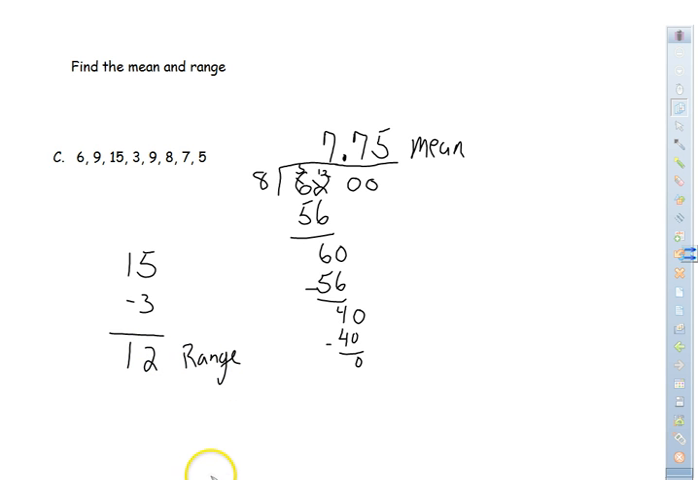Okay, that is the extent of today. Hopefully this makes a lot of sense to you. Again, if it does not, please make certain that you're asking and speaking up. And I'm guessing that the mean is probably going to cause us the most problem. The range is pretty straightforward. It's just, again, taking the largest number and subtracting the smallest number.